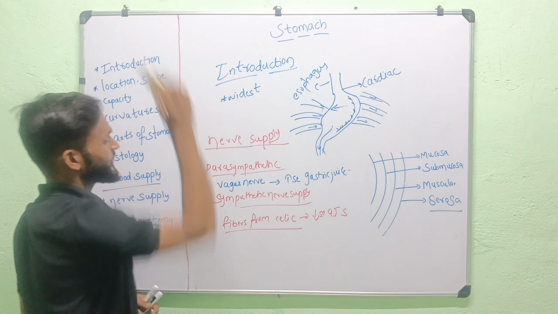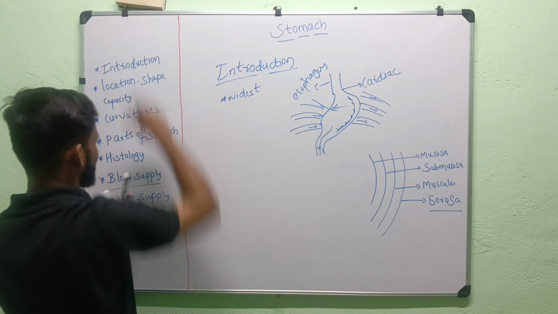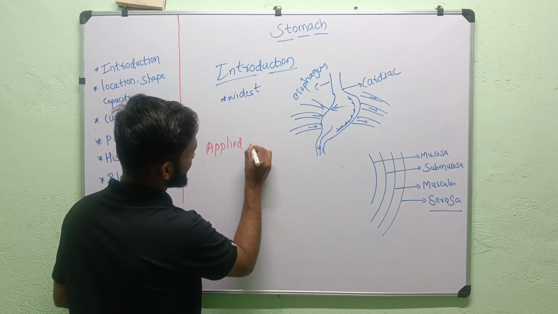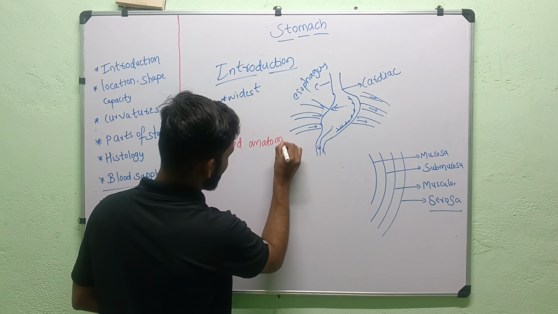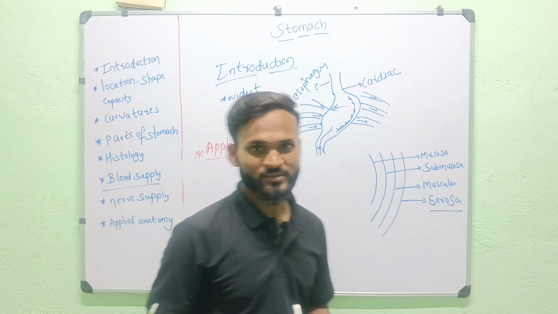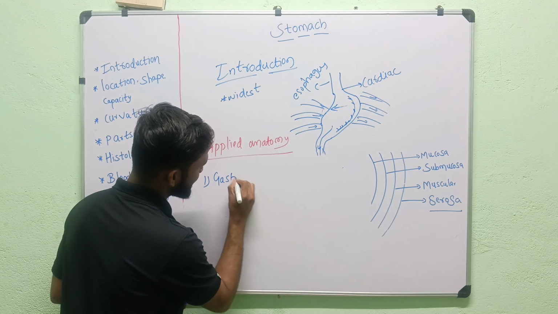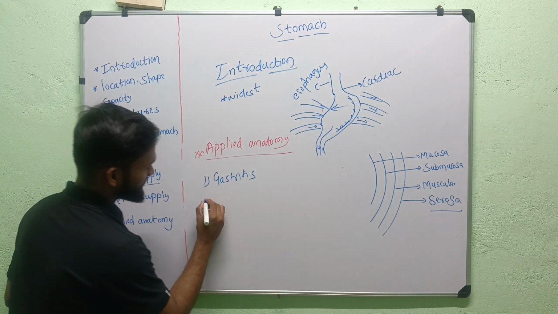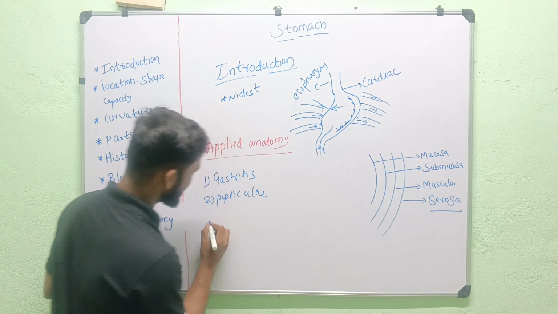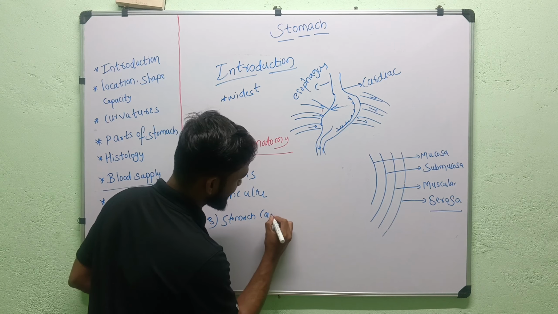Next we are going to discuss the applied anatomy of your stomach. Applied anatomy means the conditions, the diseases which are going to occur in your stomach. The first one is gastritis. Second one is peptic ulcer, and third one is stomach cancer, also known as stomach carcinoma.